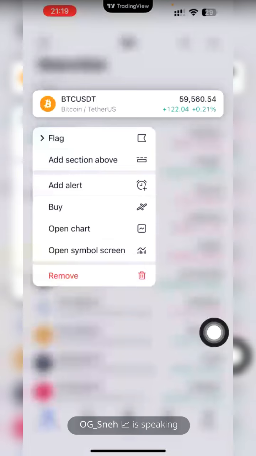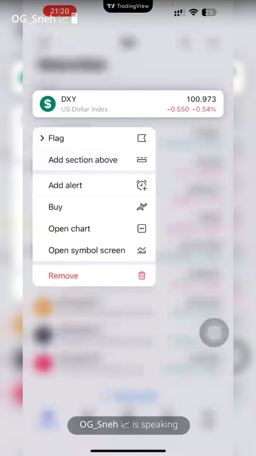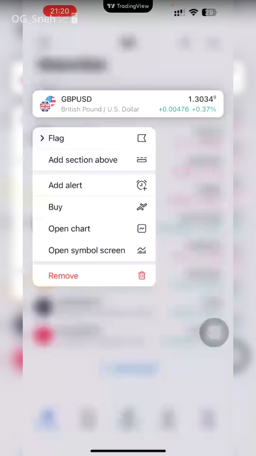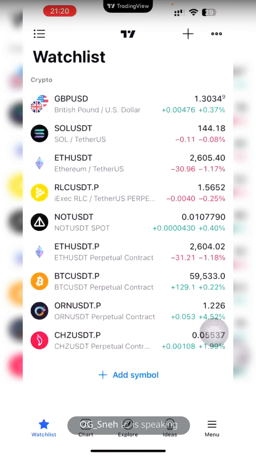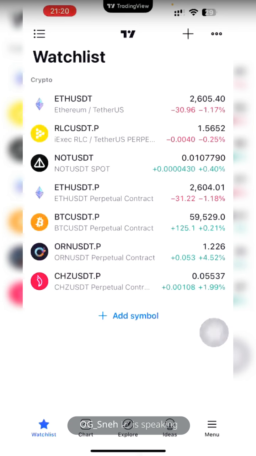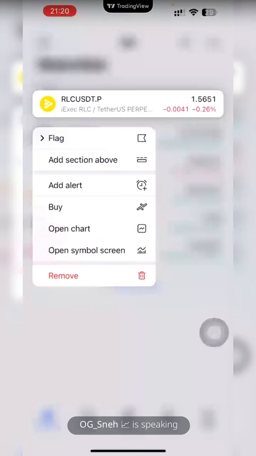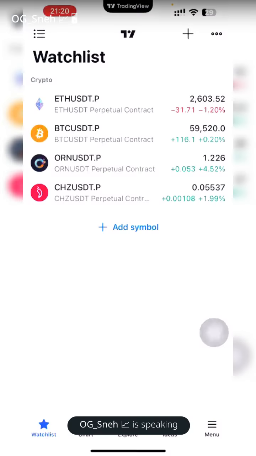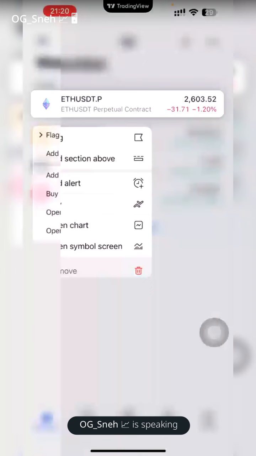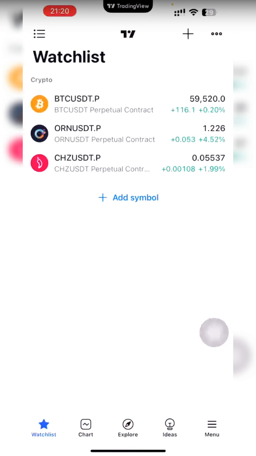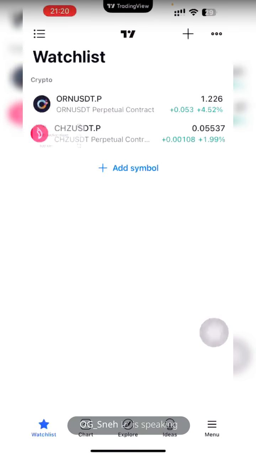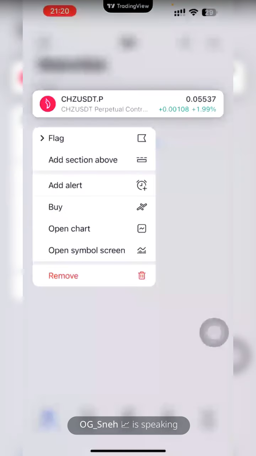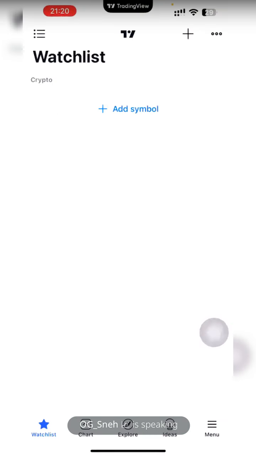So I can remove this, I can remove this one too, and so on. Once you've removed everything like that, what's the next thing? You can now be adding anything that you want.